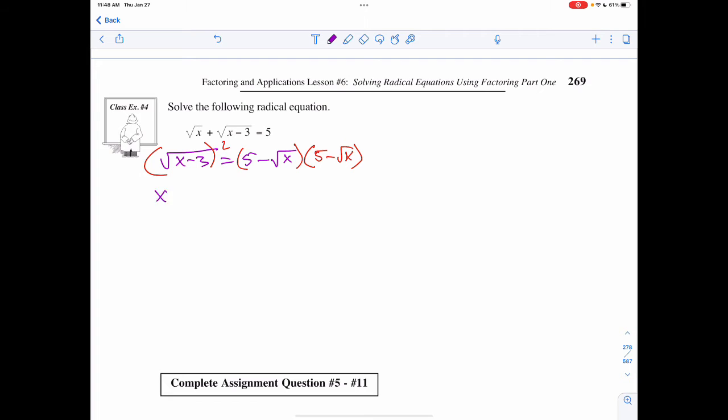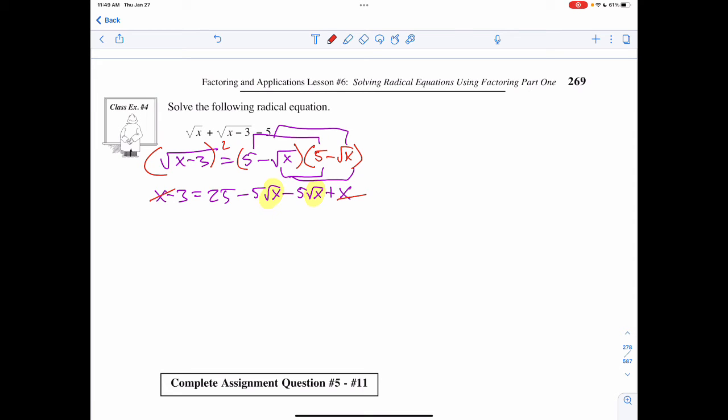So on the one side, I'm going to have x minus 3. On the other side, when I FOIL it out, I'm going to get 5 times 5 is 25 minus 5 root x minus 5 root x, and negative times negative makes positive, and root x times root x makes x. And then what we see is we still have a radical in here. So what am I going to do next? I am going to move everything that is not that radical to the left-hand side. So I'm going to subtract 25, and I'm going to subtract x from both sides, which means that the x's here will cancel each other out.